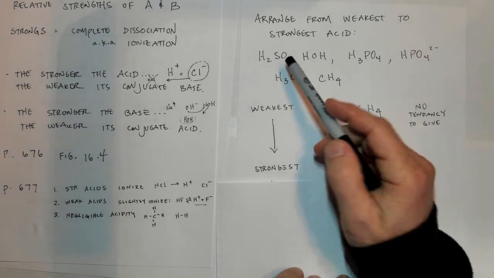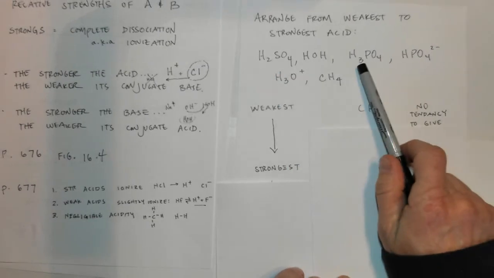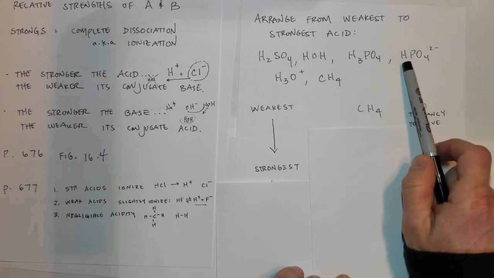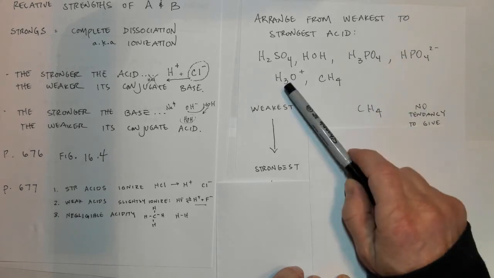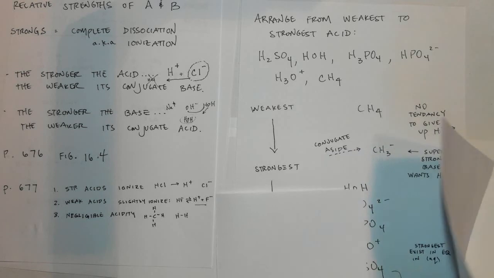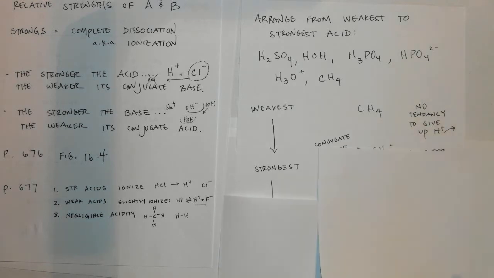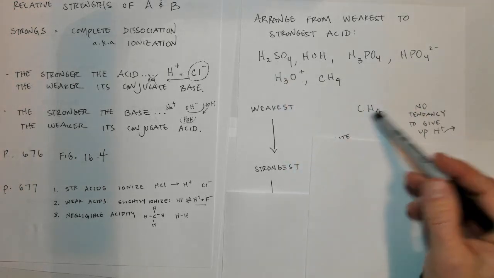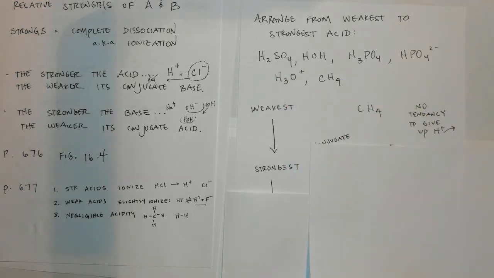Let's see, this one we know is a strong acid. This one's got 3 hydrogens to give away. This one's got 1 hydrogen to give away, so it's not going to be very strong. This one's pretty strong acid too, but our next strongest in this area would be probably this H2SO4.